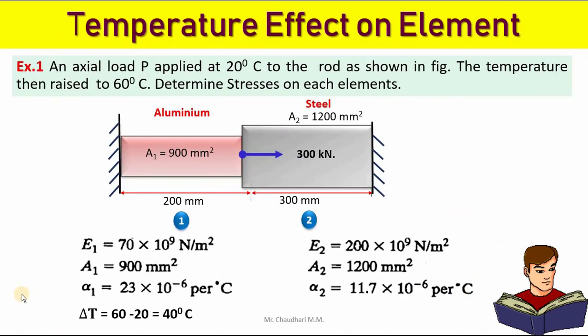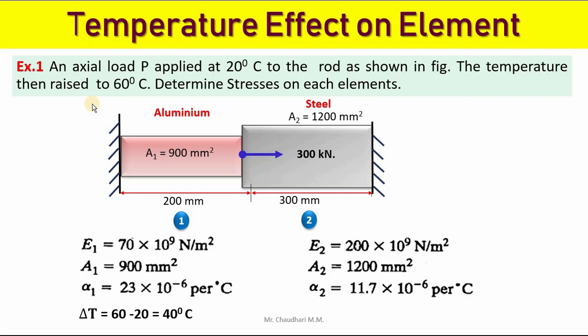Welcome viewers. In this tutorial, I will perform the temperature effect on an element by using ANSYS software. I have to calculate the stresses on each element, then the support reactions, and then the nodal displacements. This is a bimetallic bar. The first element is aluminum. The second element is steel.